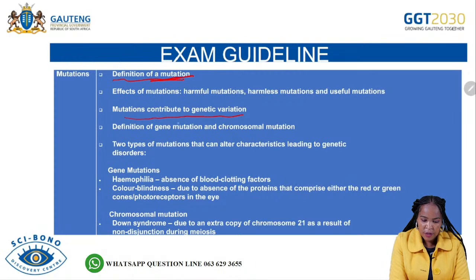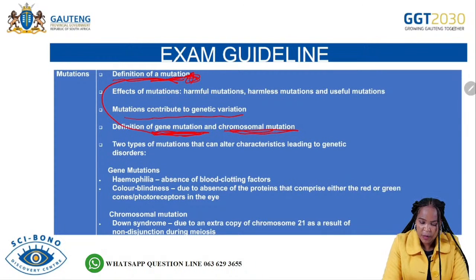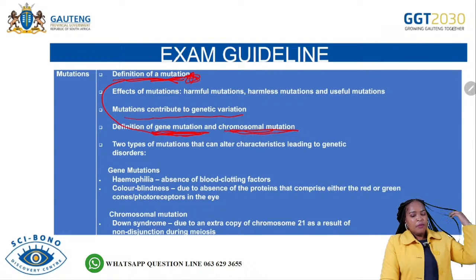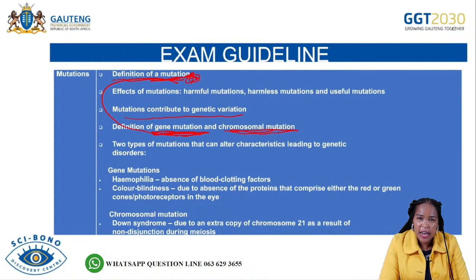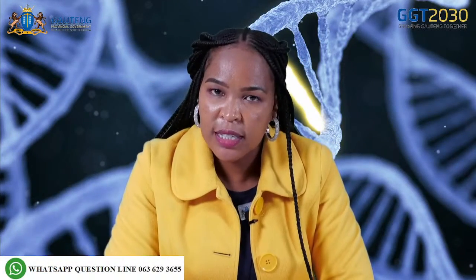You also need to know, and this one is very, very important, please highlight this one on your exam guideline, you have two types of mutations, which are gene mutation and chromosomal mutation, which are different from the first one, the general term of mutation. You need to take note of these ones, but don't worry, we're going to explain them to you further. Then you also need to know the two types of mutation that can alter the characteristics leading to genetic disorders. Some of these disorders, you have covered them while you were doing your pedigree diagrams or genetic lineages, but now we're going to look into how mutations cause these diseases.